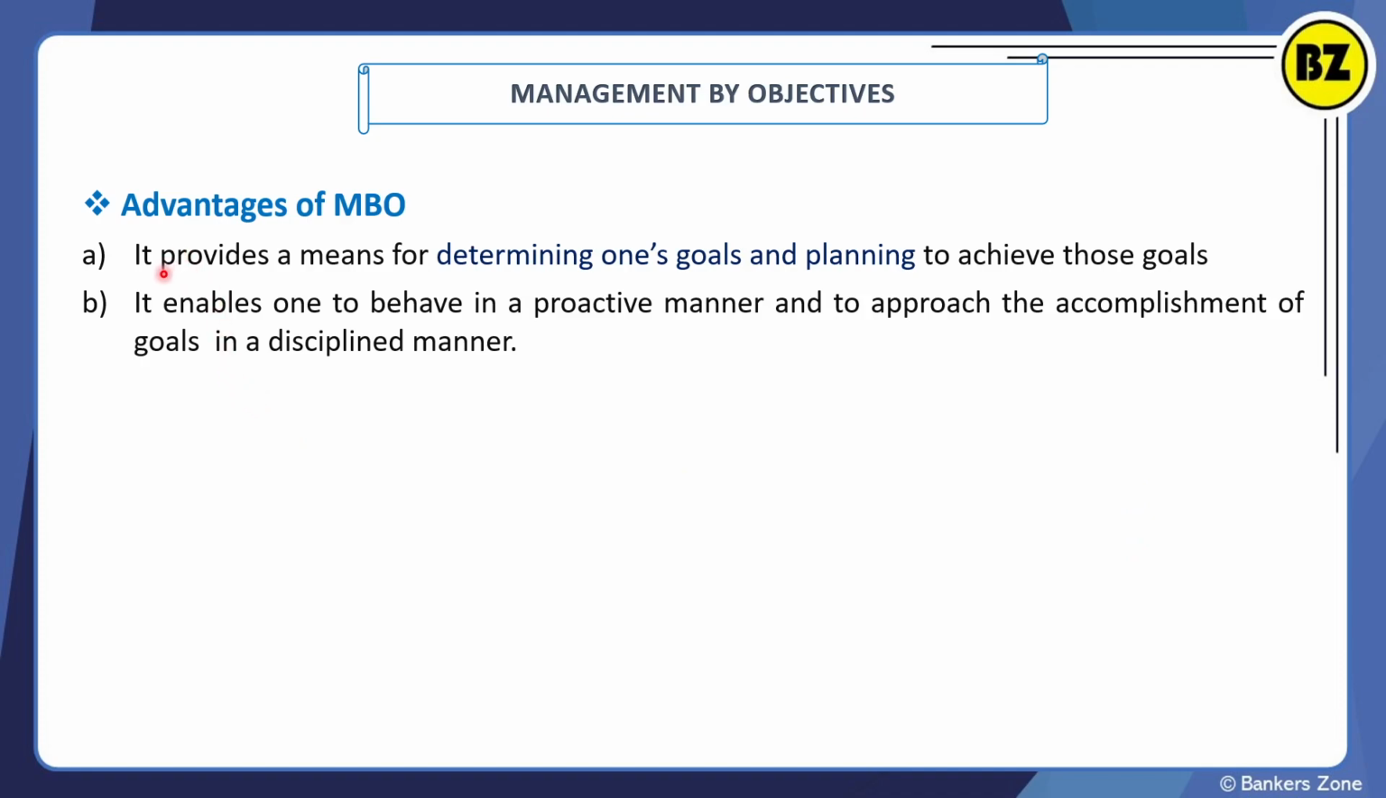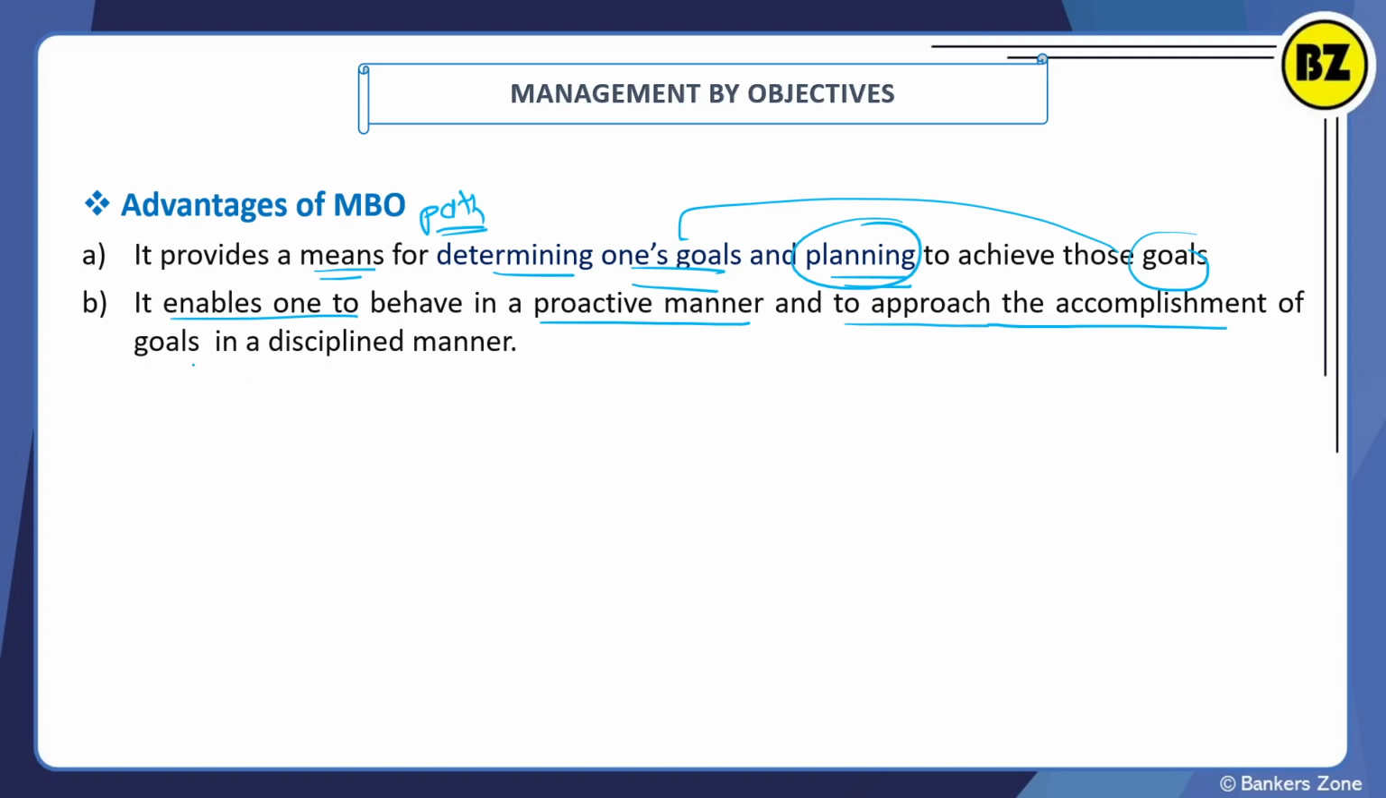Now see, it is a process. It provides a means for determining one's goal and planning to achieve this goal. What do you mean by means? Means basically the ways. It provides a way, a path, for determining the goal and the planning, to achieve that goal. So that's why MBO is important. It enables one to approach the accomplishment of a goal in a proactive and disciplined manner. So it is a complete process, right?